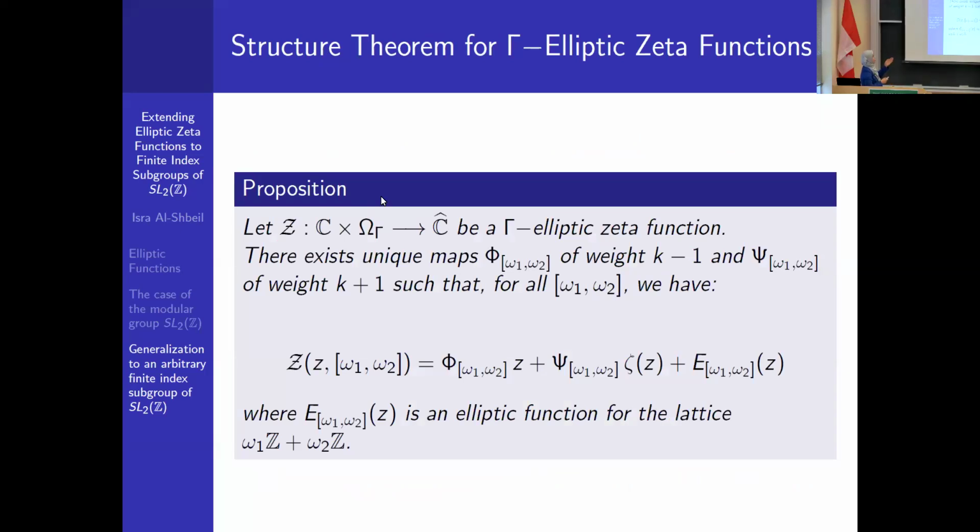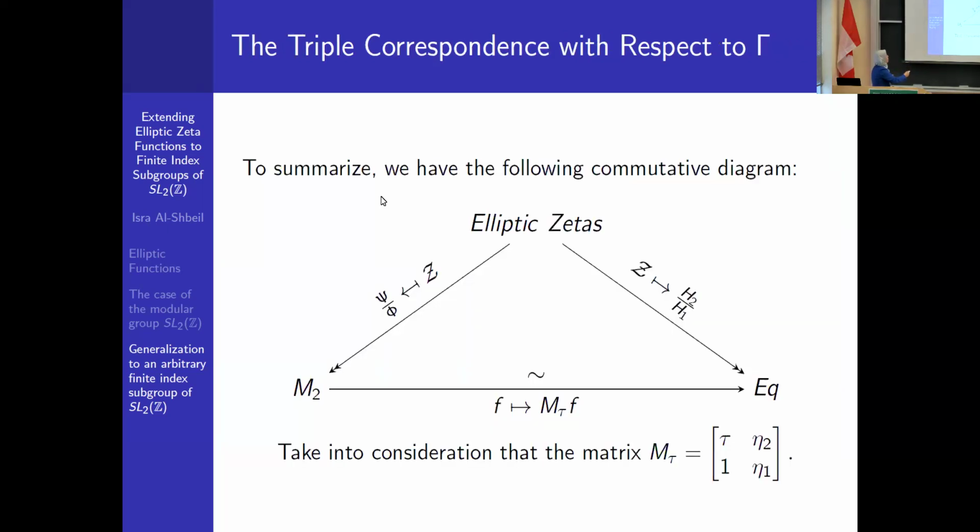Now, the structure of this function: the gamma elliptic zeta function can be written as a linear combination of the linear function z and the elliptic zeta function with coefficients phi and psi. So any elliptic zeta function can be written in this formula, such that zeta and z are elliptic zeta functions.